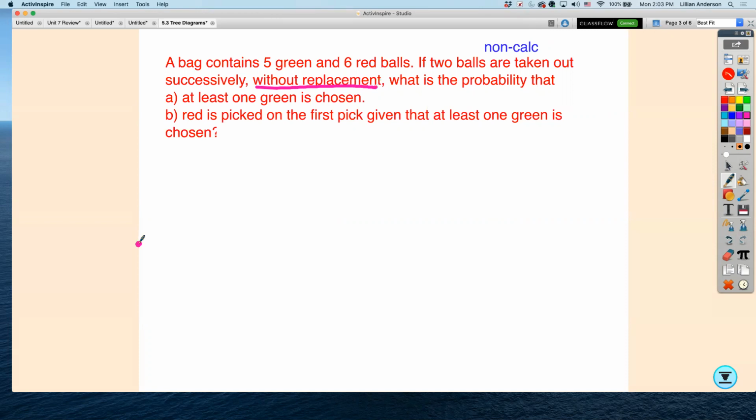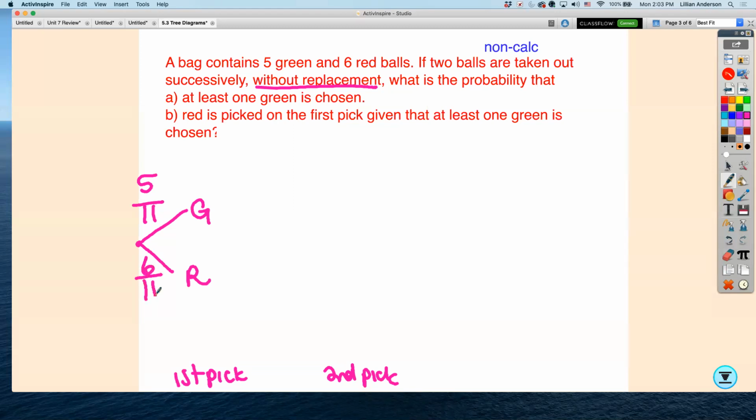I have my node. How many branches am I going to have off the first node? What are the outcomes that can happen? 2. What are they? Green and red. So they can reach in and pull out a green or a red ball. Now, if they pick green, what's the probability of picking green? 5 out of 11. There's 5 green out of the total pack. And what about red? 6 out of 11. There we go. So that represents our first pick.